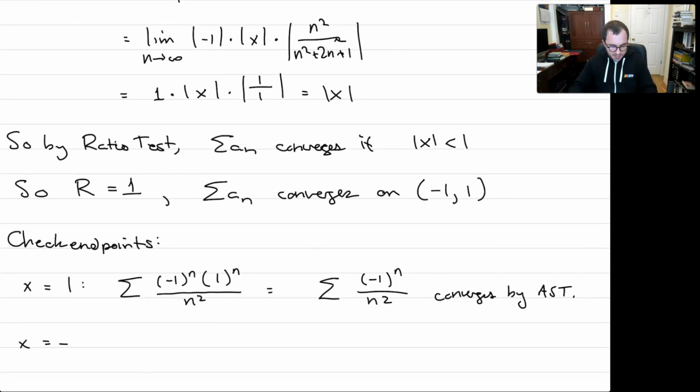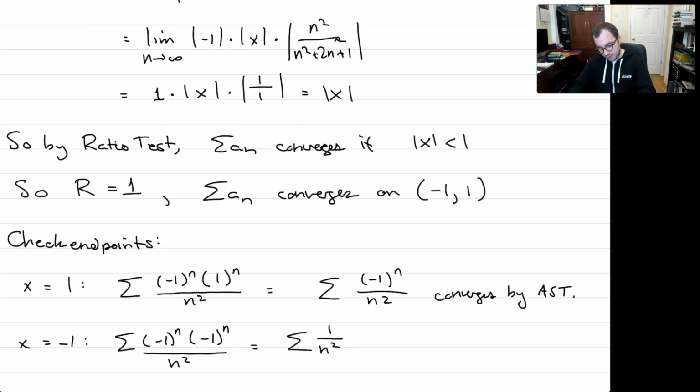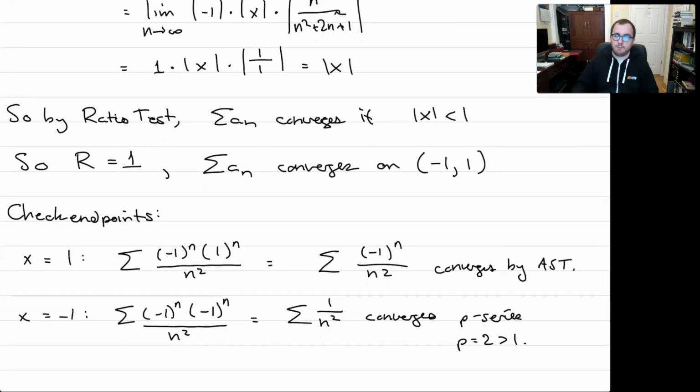At x equals negative 1, I get negative 1 to the n. Now x is equal to negative 1, so I plug negative 1 in instead of x. The negative 1 to the n times negative 1 to the n is 1, and I get 1 over n squared. This also converges because it's a p series with p equals 2 greater than 1. So at both endpoints, I get a convergent series.